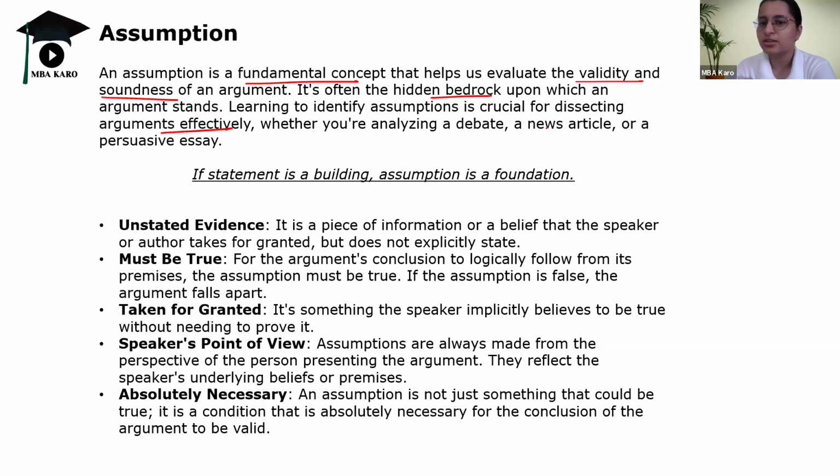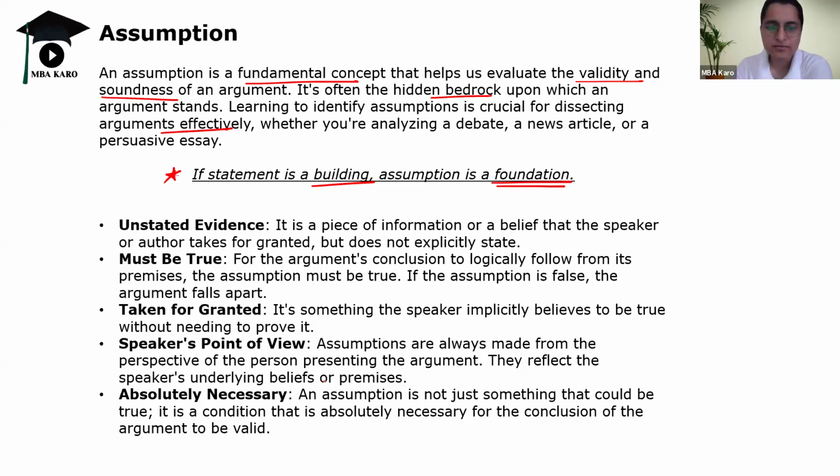Okay. Learning to identify assumptions is obviously crucial for dissecting arguments effectively, whether you are analyzing a debate, a news article, or a persuasive essay. So anything that you are analyzing, if you want to dissect an argument, you have to understand the assumption behind it. And assumption is from the point of view of the speaker or the author. Okay. Take it as if the statement is a building, assumption is the foundation. So if the foundation is faulty, then you know what is going to happen to the building. Same happens with the statement. If the assumption behind that statement is faulty, if it is false, then the statement has no value, it has no validity. Understood?